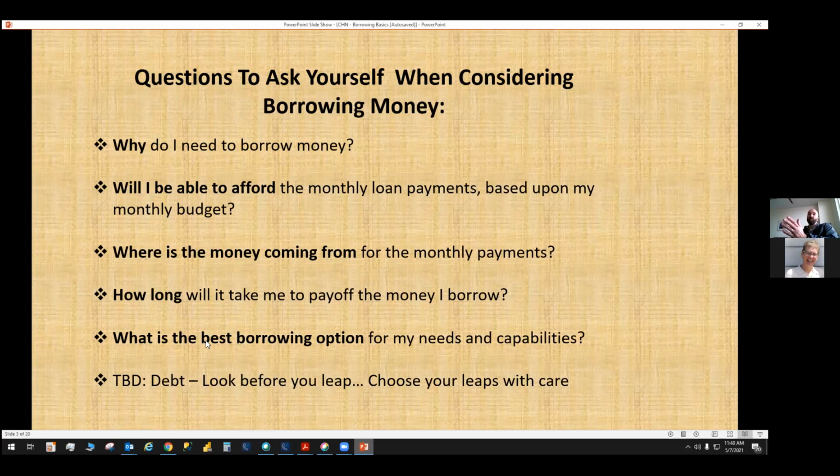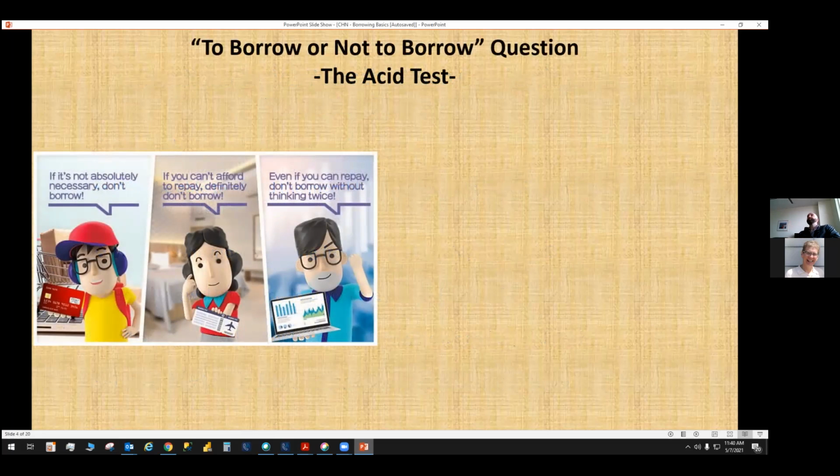But the bottom line here is look before you leap, understand your options, understand what you're getting into when you borrow money. And that's what we're going to talk about today. So, acid test, to borrow or not to borrow? That is the question.